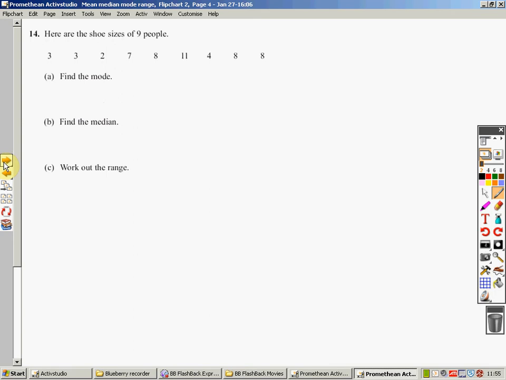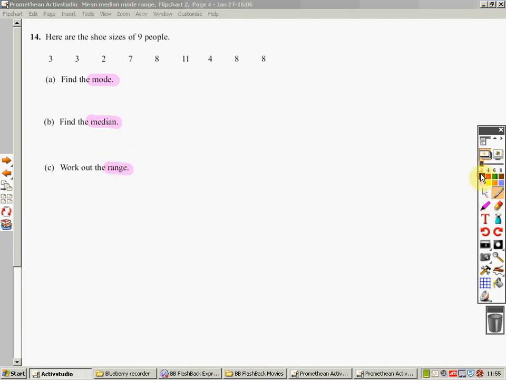Welcome back. First of all, we've got our list of numbers here. Let's also find the mode, which is the most often. I'll get the right pen now. Most often. In a minute we're going to find the median and then the range. So, mode, the most often. Which number is coming up the most often?